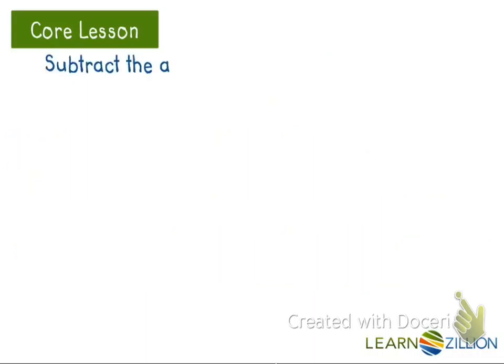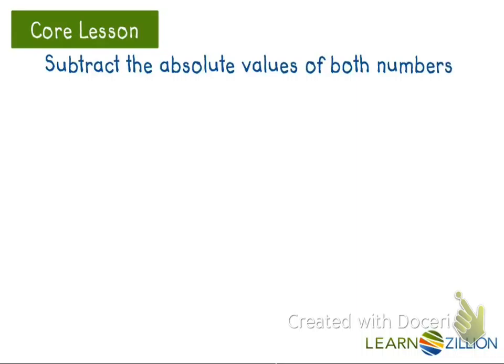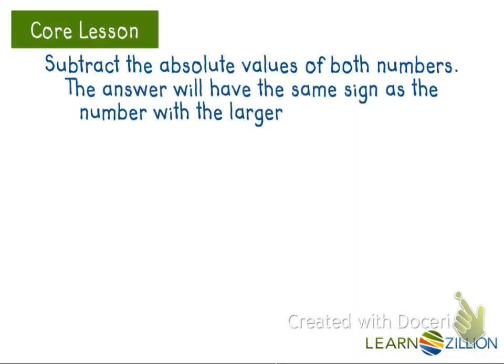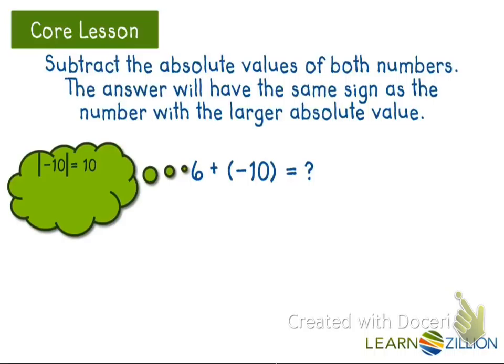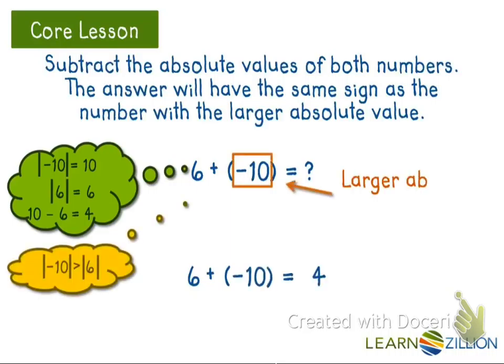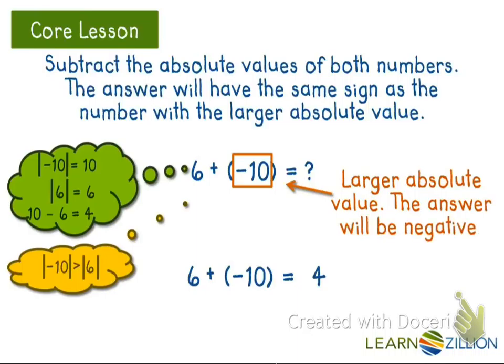A common algorithm is to subtract the absolute values of both numbers. The answer will have the same sign as the number with the larger absolute value. Let's look at 6 plus negative 10. The absolute value of negative 10 is 10, and the absolute value of 6 is 6. 10 minus 6 is 4. Since negative 10 has a larger absolute value, the answer will be negative.